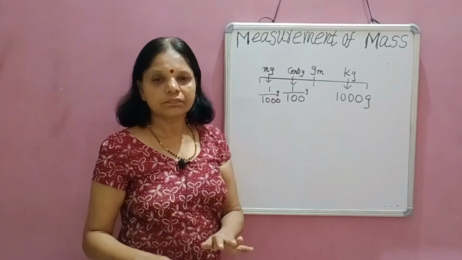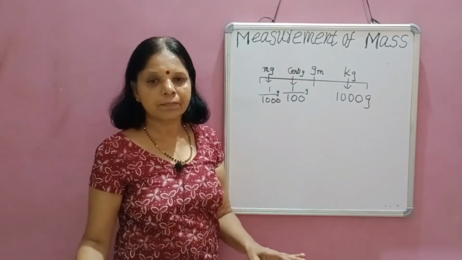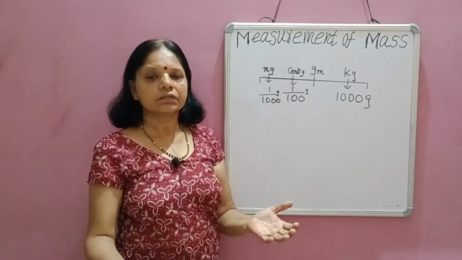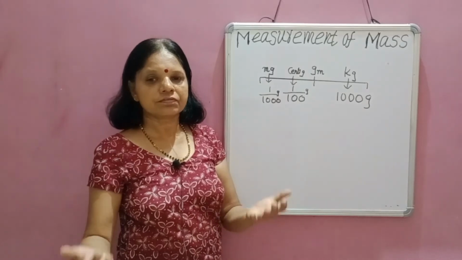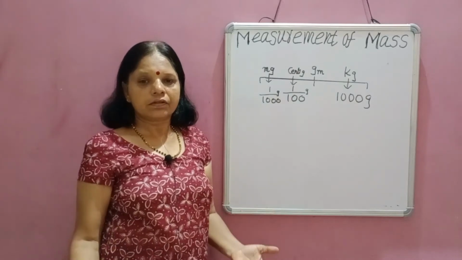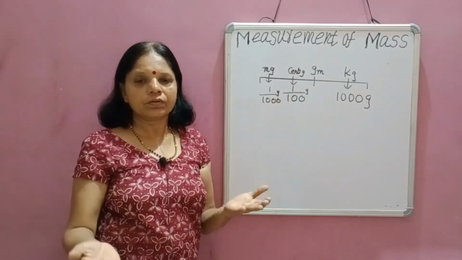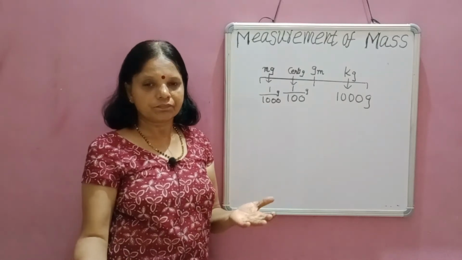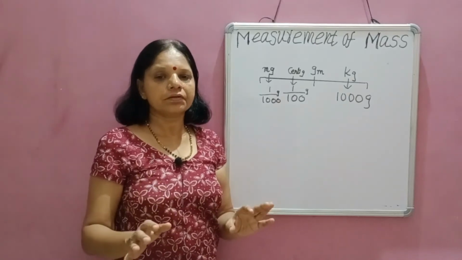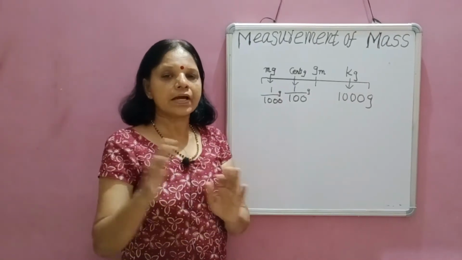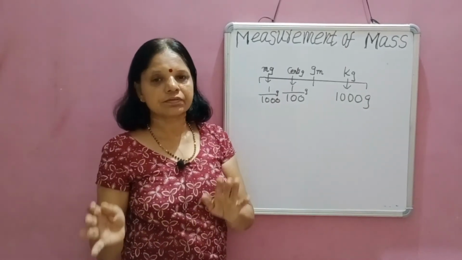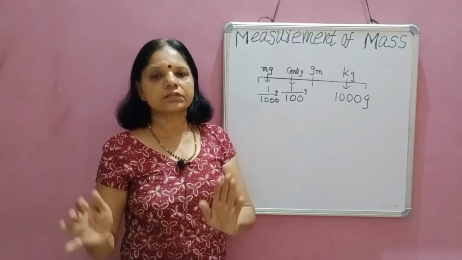When it comes to the same level, what will happen? The weight on both the pans is same. The force exerted by the earth on both the pans is same. Therefore the quantity of matter in both the pans is same, or the mass of the objects in both the pans is same.